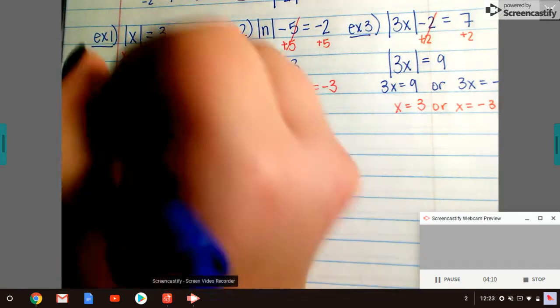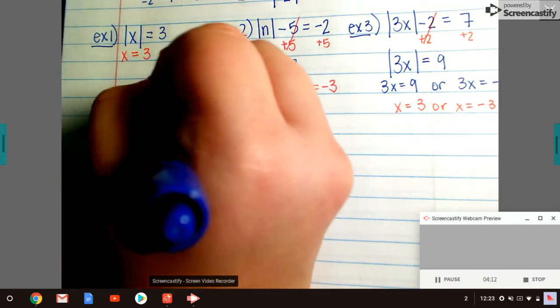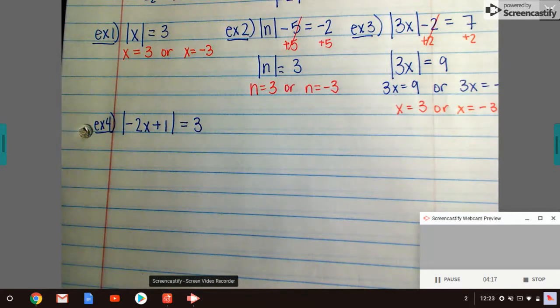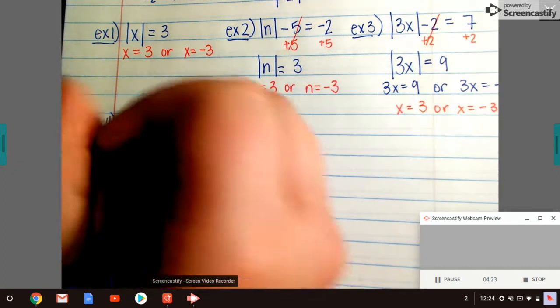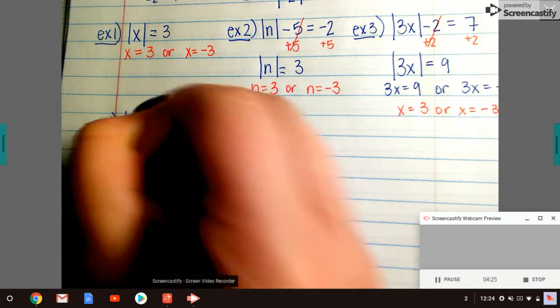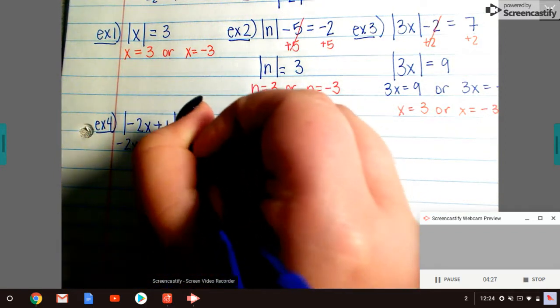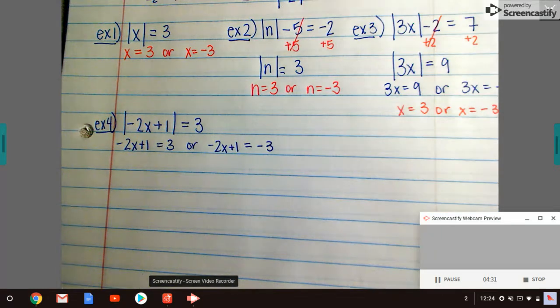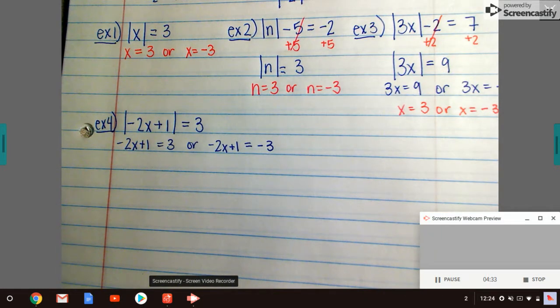Here's the next one. If I had the absolute value of negative 2x plus 1 equals 3, I've already got my absolute value by itself in this case. So let's split it up into equals 3 and equals negative 3. So negative 2x plus 1 equals 3, or negative 2x plus 1 equals negative 3. And I have 2 equations to solve for. Pause the video and see if you can match mine.